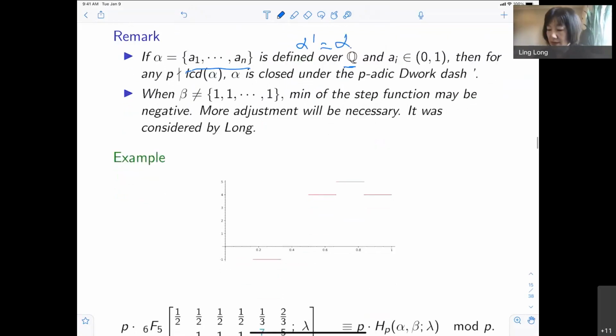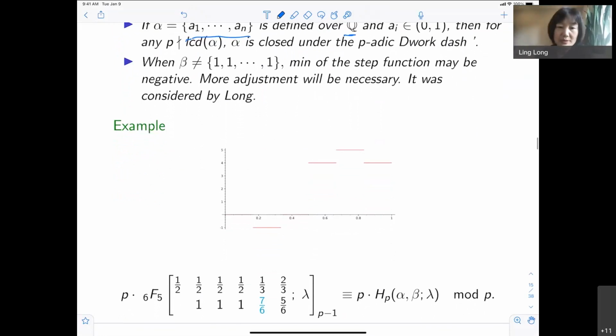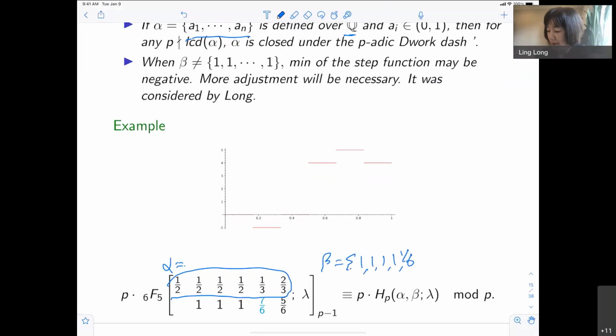The other comment I'm going to make is that if beta is not all 1s, the situation could be more complicated. I actually did some computation in 2018, and the very first step was to get to the truncated hypergeometric function. What I'm going to show you is this particular example to illustrate the scenario that I discovered in 2018. In this example, I use this multiset as my alpha multiset. The beta multiset is 1, 1, 1, with 1/6 and 5/6, or you can put 0, 0, 0.